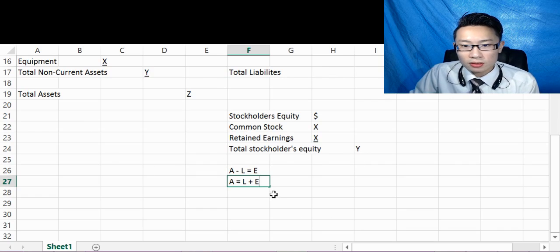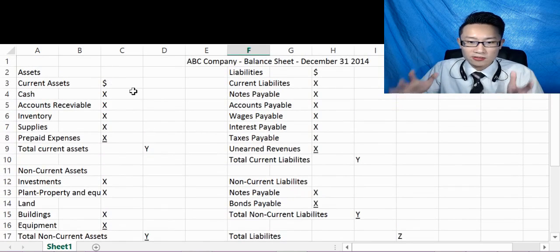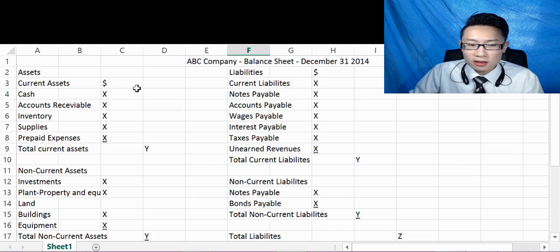So this is the skeleton of the balance sheet, and I found that this is a very good way to practice what accounts go into which categories.